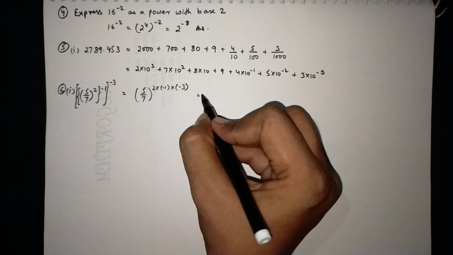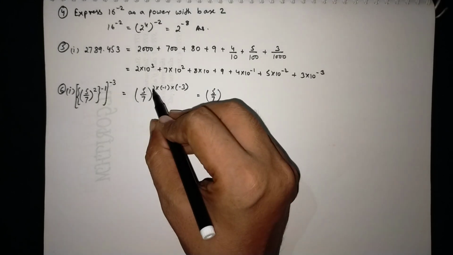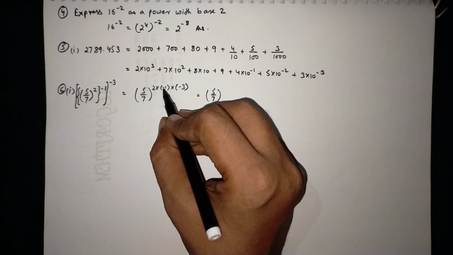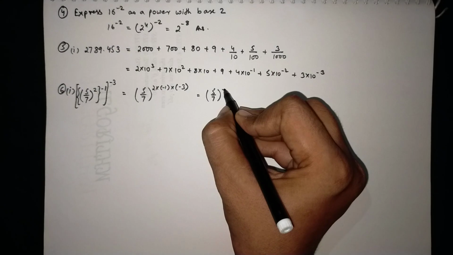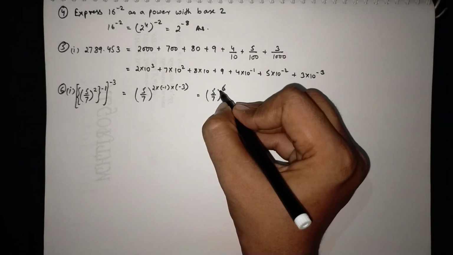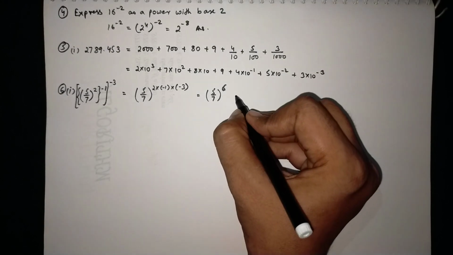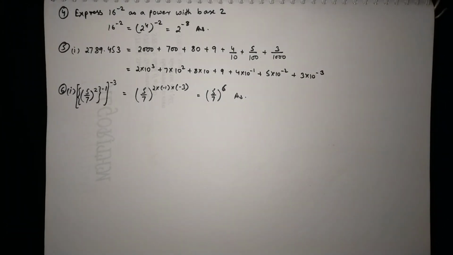So this will become 5 upon 7 whole to the power 2 into minus 1, that is minus 2, and minus 2 into minus 3, that is plus 6. So we are having 6 as the power in your answer. So here we are having a positive exponent, so we can leave our answer over here only. Now let's see one more part, that is question number 6, second part.